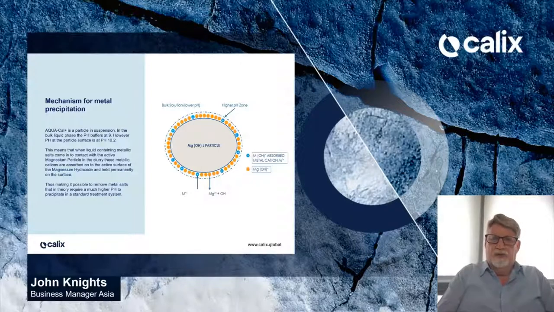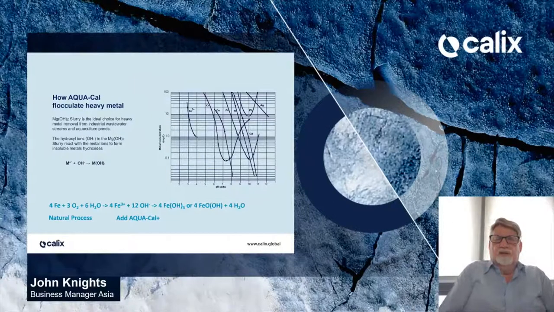This means when liquid containing metal salts comes into contact with the active magnesium particles in the slurry, these metallic cations are absorbed onto the active surface of the magnesium hydroxide and held permanently on the surface, thus making it possible to remove metal salts that in theory require a much higher pH to precipitate in a standard treatment system. So how does AquaCal flocculate heavy metals?